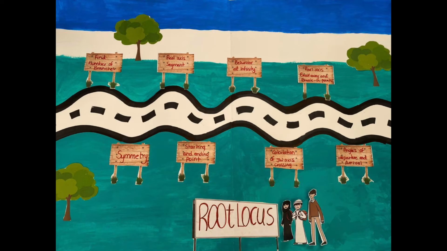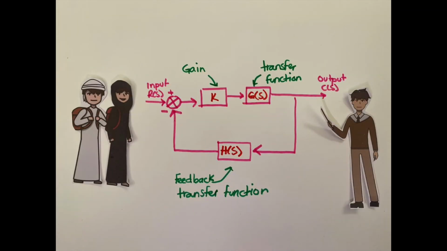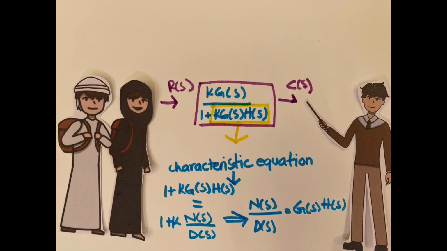In the beginning, you need to know the definition of a root locus. It's a graphical presentation of the closed loop poles as a system's parameter is varied. From root locus, we can analyze and design for stability and transient response. Here's a feedback block diagram where K represents the gain, G(s) represents the transfer function, H(s) represents the feedback transfer function. And this is the equivalent transfer function. The characteristic equation in this case is G(s) times H(s).